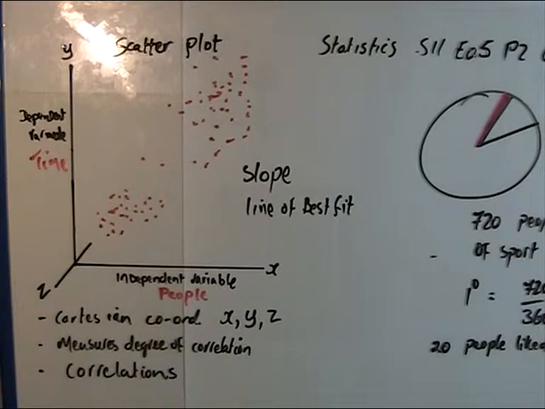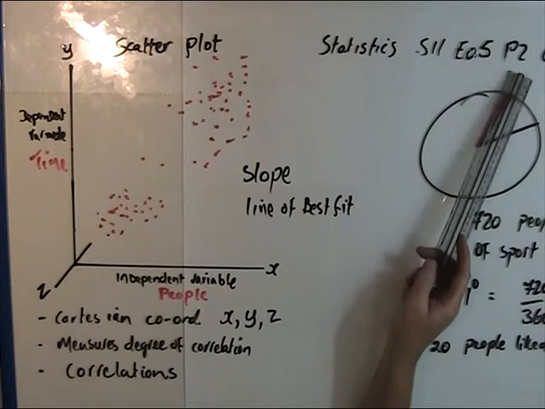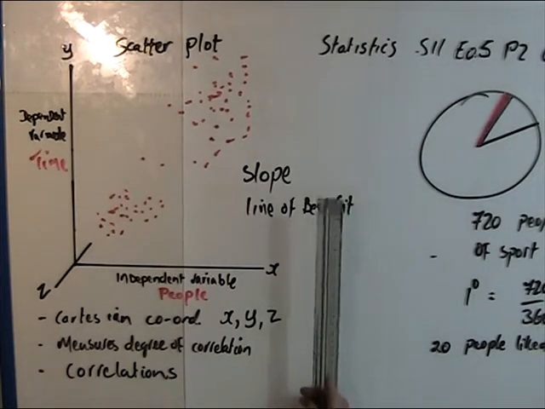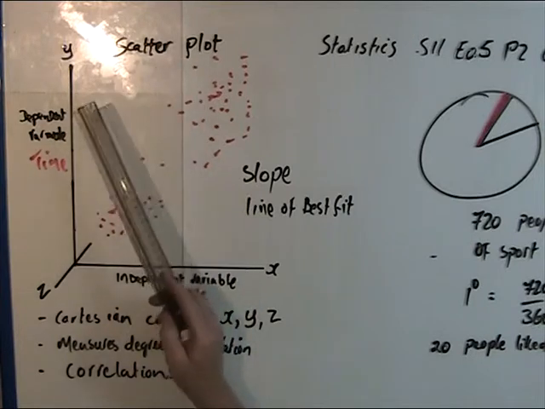Now, today it's statistics and it's series 11, episode 5, paper 2 and question 6. Okay, so we're doing quite a few now. I'm doing a good run at them. And this is scatter plots, okay?